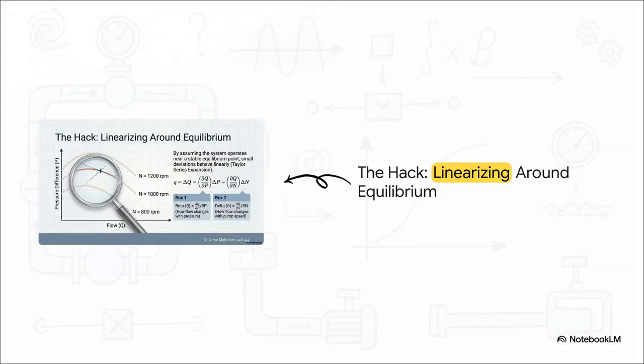Here's the mathematical hack we use to solve this crisis: a Taylor series expansion. What we do is assume the system is operating near a stable, steady equilibrium point. And if we zoom in close enough to that specific point, even a chaotic curve starts to act like a straight line. We basically treat tiny deviations as if they were linear. We introduce two coefficients here: beta, which tells us how flow changes with pressure, and delta, which tells us how flow changes with pump speed. Just like that, we have artificially forced the chaotic curve to become linear.